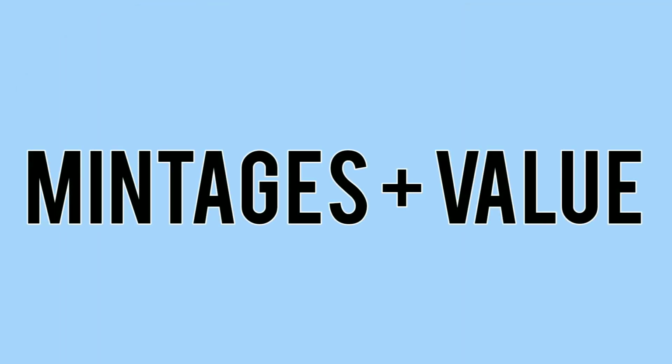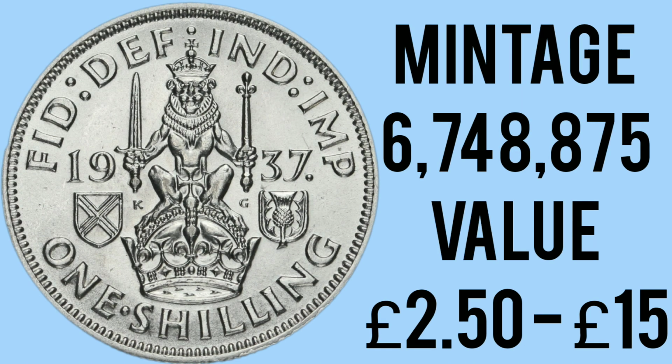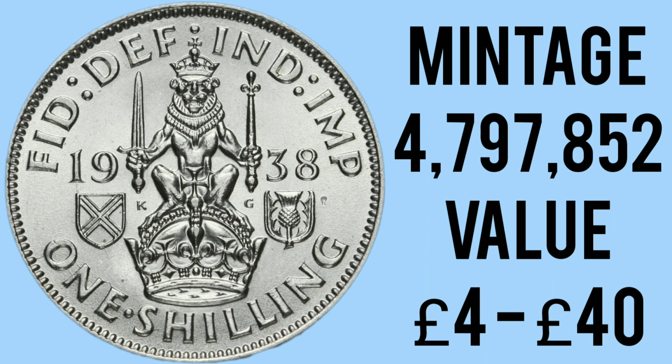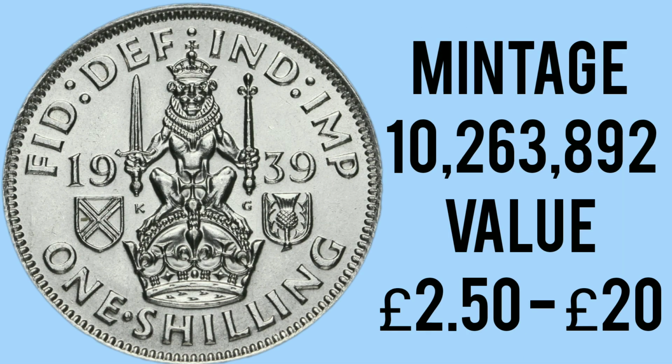So there's the designs, and now we'll go through the mintages and values of every single Scottish shilling ever made. Starting with the first one, the 1937. 6,748,875 were made, and the coin has a value of £2.50 to £15 sterling today, in the worst to the best condition. So now it'll play through every mintage and value for all the Scottish shillings, so look out for the rarer years to see if you have those ones.